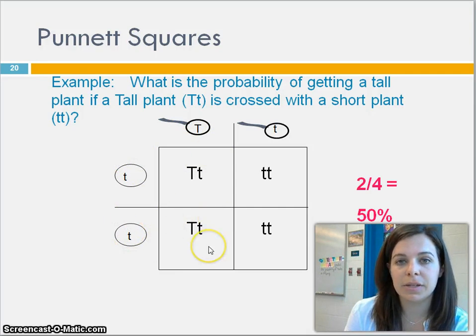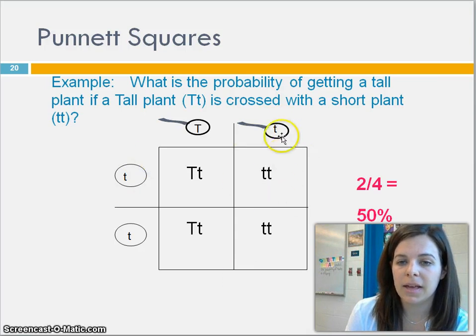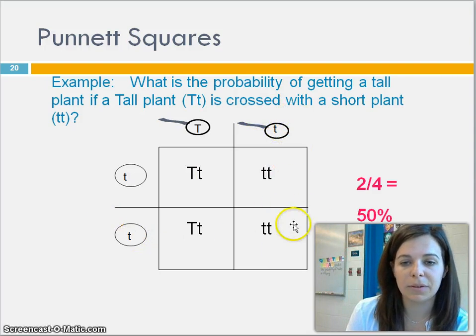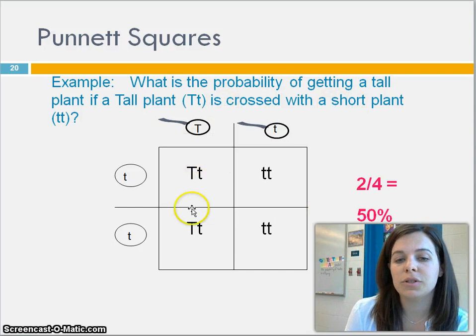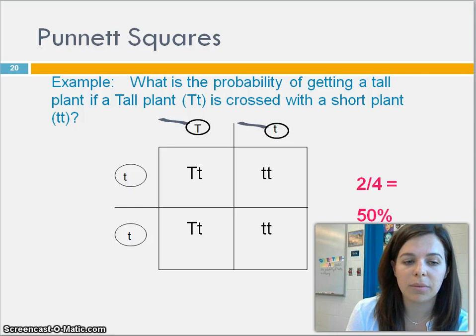Both of these plants would be tall. Then we have a lowercase t combined with a lowercase t makes two lowercase t. And again, a lowercase and a lowercase makes two lowercase. Both of these plants would be short. And the question asks, what's the probability of getting a tall plant? So 2 out of the 4 are tall. And so it's a 50% probability of getting a tall plant.